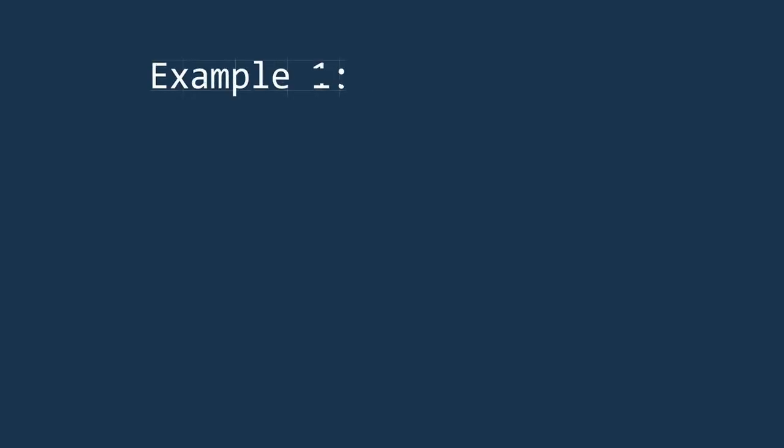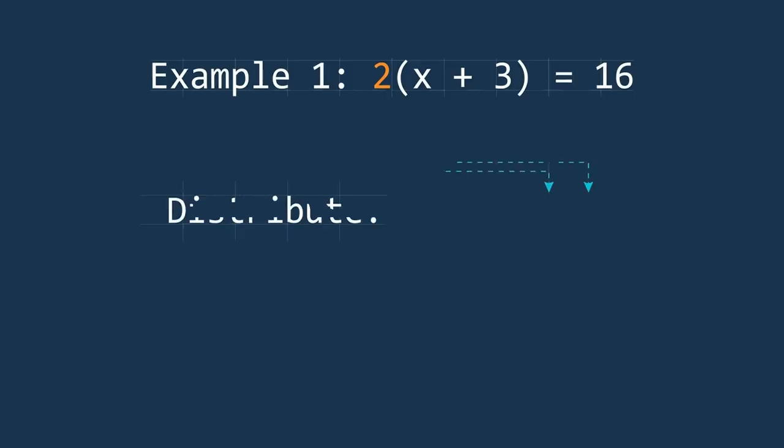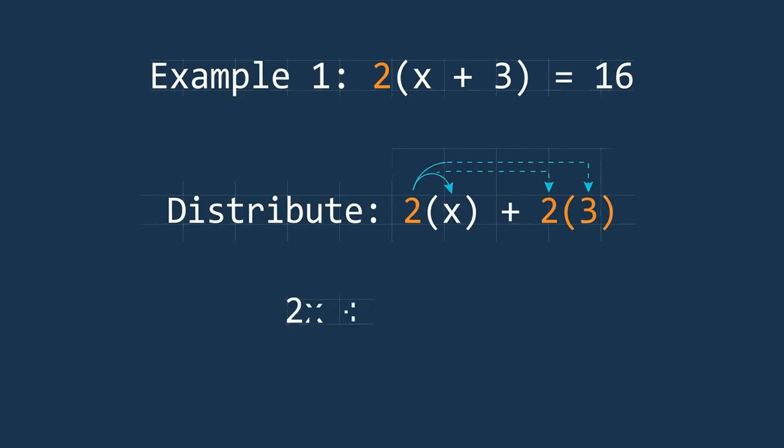Let's solve our first example. 2 times (x plus 3) equals 16. First, simplify using the distributive property. The 2 must multiply every term inside the parentheses. 2 times x equals 2x, and 2 times 3 equals 6. Now the equation becomes 2x plus 6 equals 16.